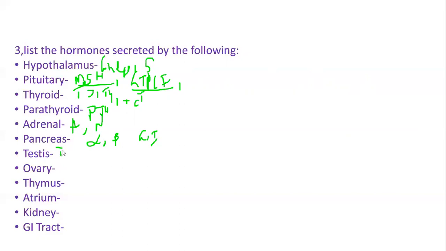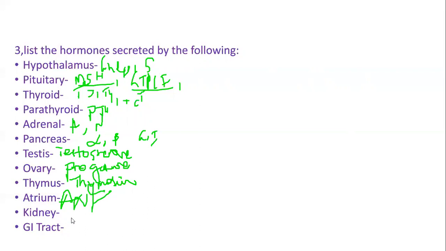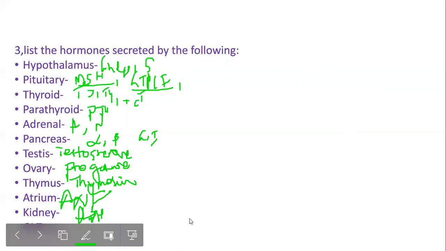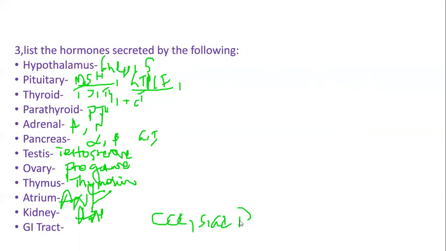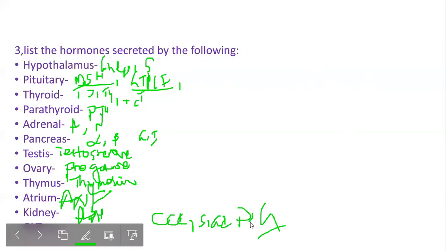Testis gives testosterone, and ovary gives progesterone. Thymus gives thymosin, which helps in both cell-mediated and humoral immunity. Atrium gives atrial natriuretic factor. Kidney gives antidiuretic hormone. And the GI tract gives cholecystokinin, secretin, gastric inhibitory peptide, and gastrin, which helps in HCl secretion.